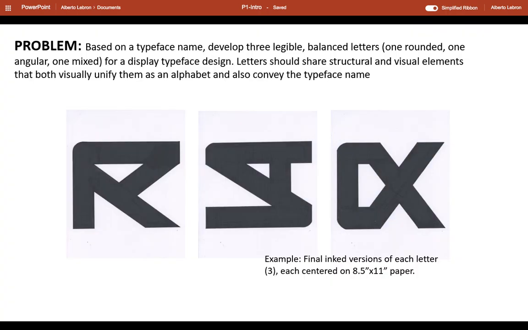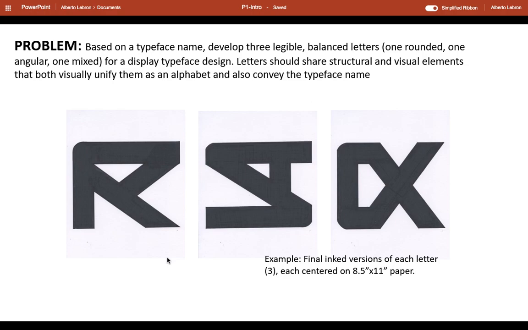The problem is: based on a typeface name, develop 3 legible, balanced letters, 1 round, 1 angular, 1 mixed. For a display typeface design, letters should share structural and visual elements that both visually unify them as an alphabet and also convey the typeface name. I don't know the typeface name for these letters, but these three are a really good example of how they all unify together. They all share the same triangle in their letters. All the angles are similar, and all of the feet have the same size.